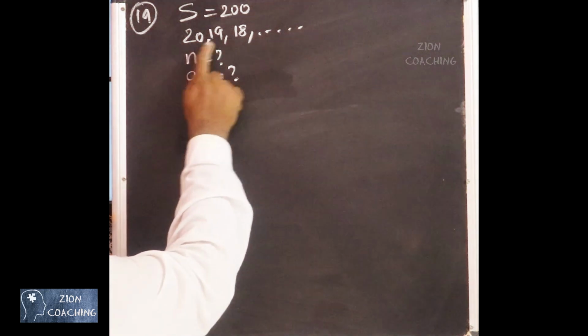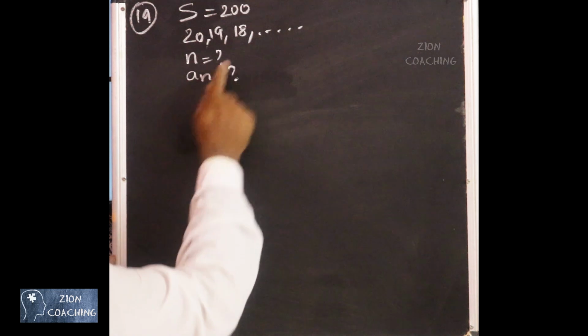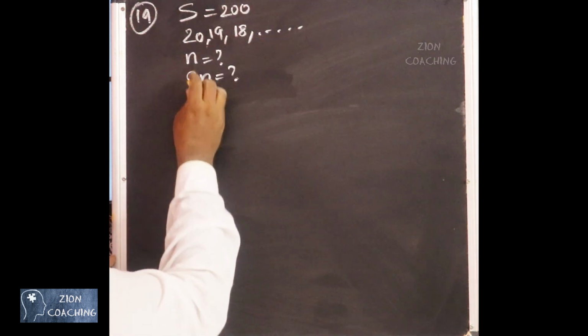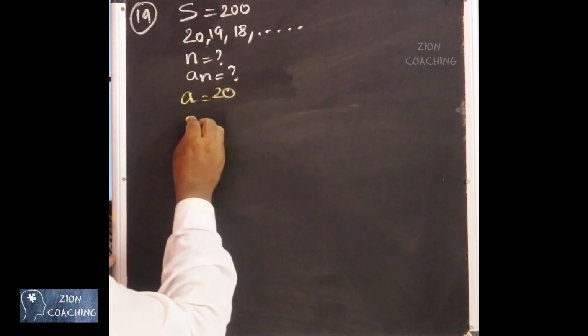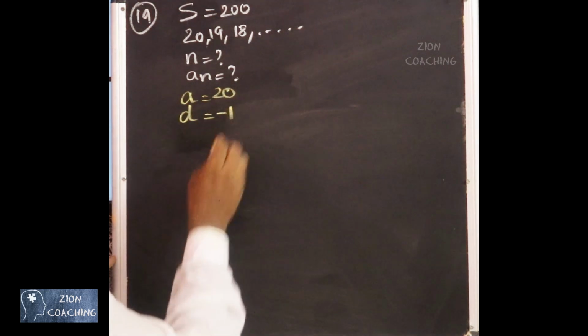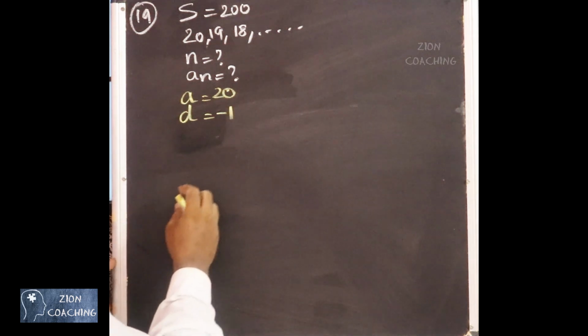So it is going to follow an AP. You can see that there is one common difference. The a value is 20. The d value is going to be minus 1. When the stack moves up, it is reducing by 1.